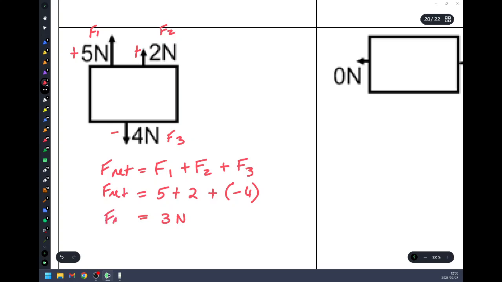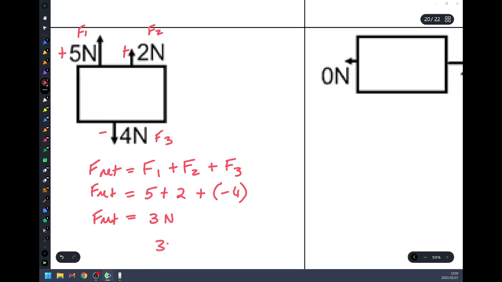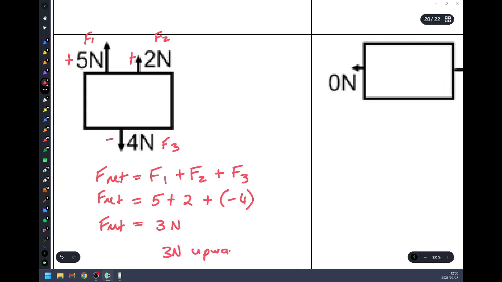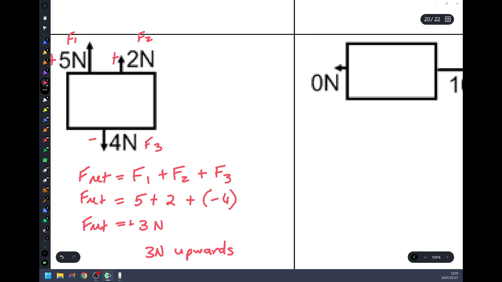Now, because of that, we're then going to say 3 newtons, not downwards, upwards, which makes sense because we have defined positive as up, and the answer here is a positive value, so 3 newtons up.